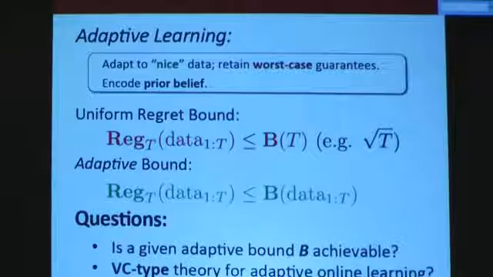Adaptive online learning algorithms, on the other hand, give us a regret bound that does depend on data and so can capture the nice properties I described before. So there's been a lot of work on adaptive online learning algorithms in recent years, but most of this is focused on specific algorithms. In our work, we propose a VC or PAC style framework for studying adaptive online learning. In particular, for a particular adaptive bound B, we look at whether or not there exists some algorithm achieving this bound in an information theoretic sense.